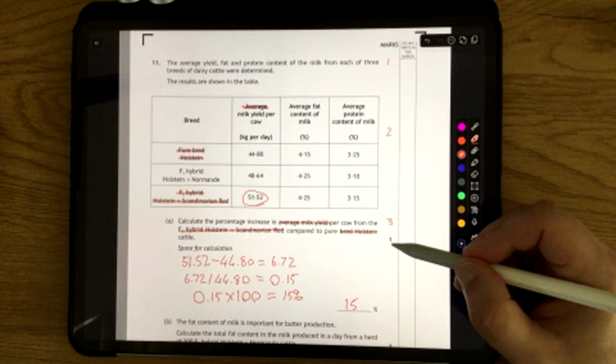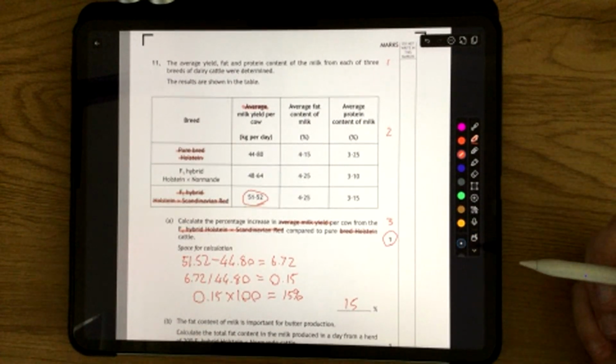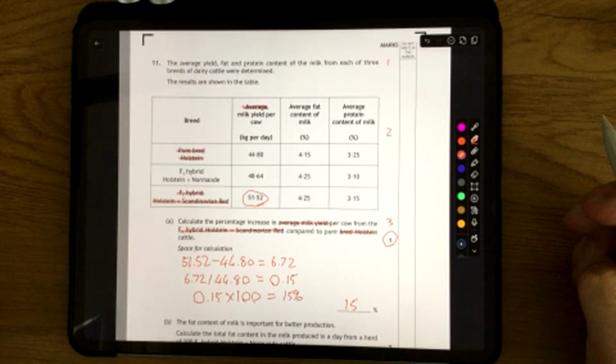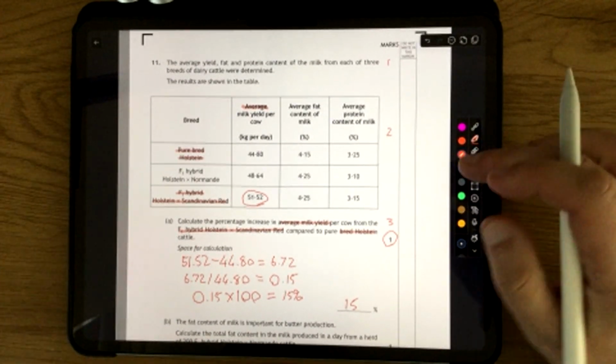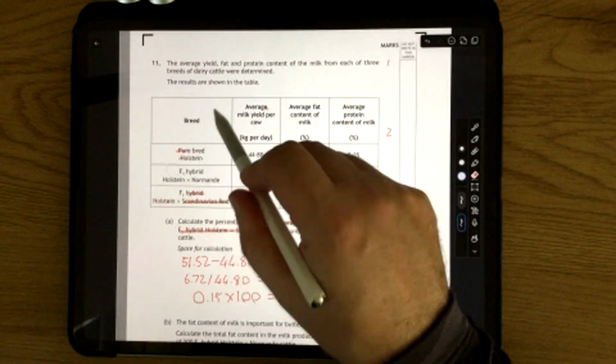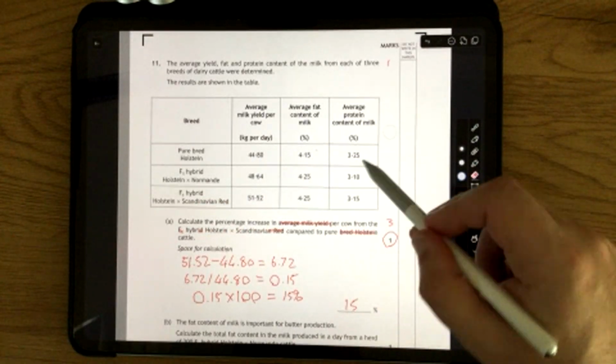Now you'll see that there's a lot going on for just one mark. It's going to get even worse for the second mark. Okay, so I'm going to go into the second mark. I'm just going to clear all this down.